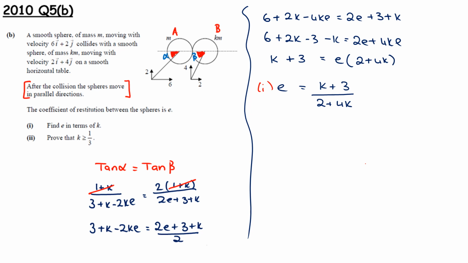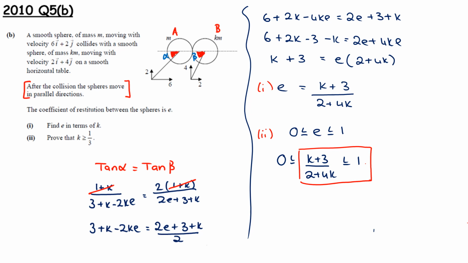So now let's look at part 2, prove that k is greater than or equal to a third. So we've just worked out e. Based off what I said, we're more than likely going to be using this inequality here. So that is 0 is less than or equal to k plus 3 over 2 plus 4k is less than or equal to 1. Now, if I use the one with 0, multiplying both sides by the denominator, we get k plus 3 is greater than or equal to 0. It doesn't really do much to help us. So I'm going to use 1. So it's going to be less than or equal to 1.